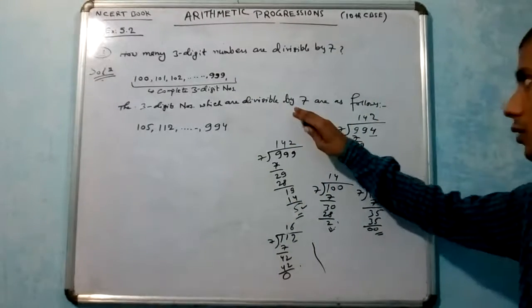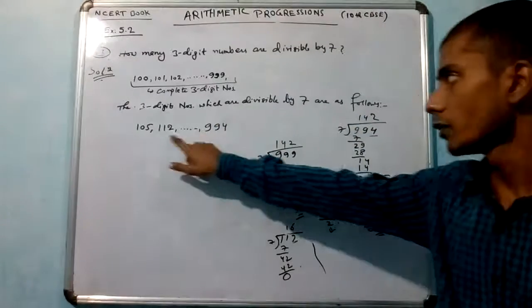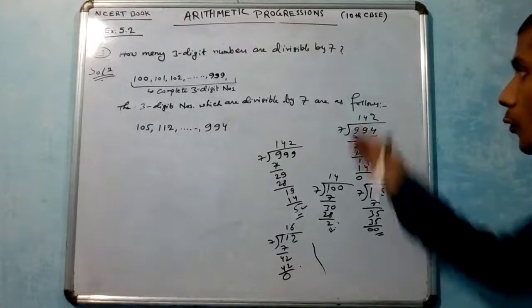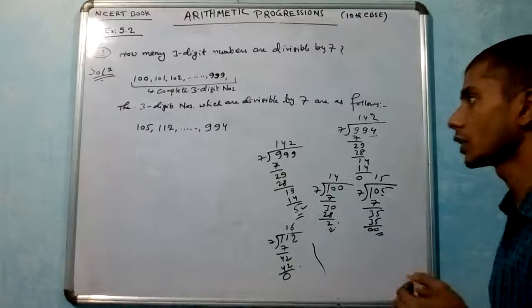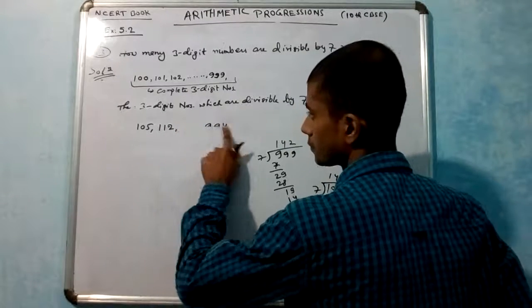Whenever this type of question comes, which will be divisible by 3, by 7, by 5, okay, always it will come in AP. But now it has not been proved or given in the question that it will be in AP. What we have to do? After 112, what will come?